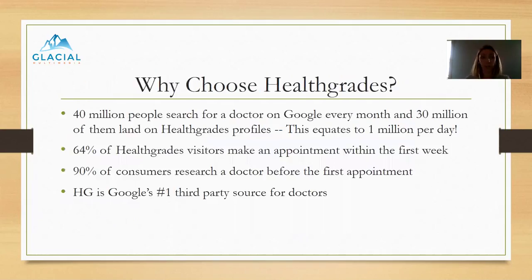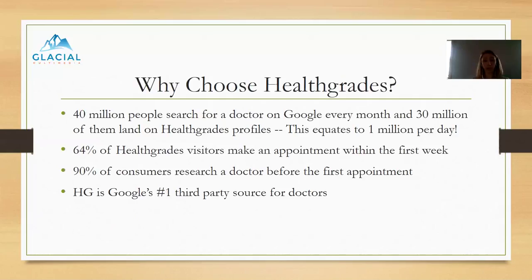So why choose Healthgrades? Like I said, it's the big marketplace. So what they're going to do is start branching out and doing some research. Who are Healthgrades' biggest competitors? Vitals.com and ZocDoc.com. But there are 40 million people searching for a doctor on Google every single month. This is Google search results. So 40 million people, that's a lot of people every month. 30 million of them every month are landing on Healthgrades profiles. That equates to about 1 million people a day on Healthgrades. You want to be there. You want your providers to be there. That's where they're going to be most prominent.